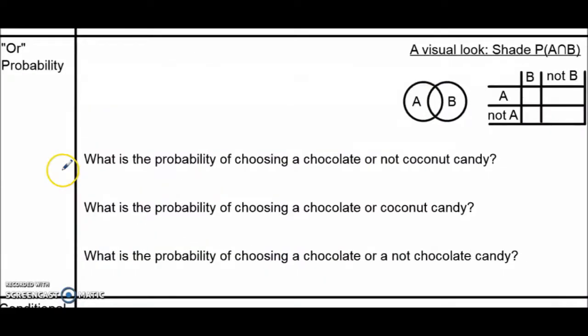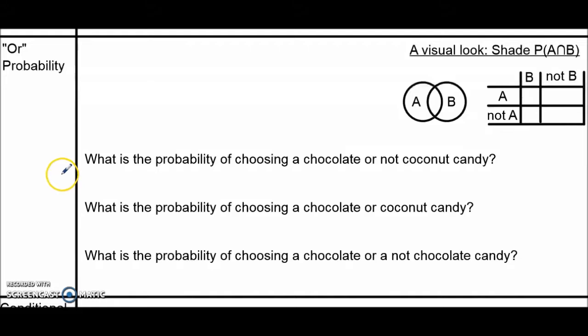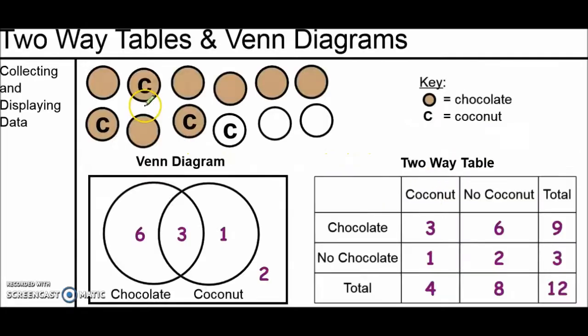Remember, because there's no overlap. But what if we have a problem that uses or instead of and? Just like last time, we'll start with an example. What is the probability of choosing a chocolate or not coconut candy? Or probabilities are different than and probabilities. If I told you that I wanted a candy that was both chocolate and not coconut, then I could only choose ones that satisfy both conditions. But if you asked for a candy that was chocolate or not coconut, I could get you a chocolate one, I could get you a not coconut candy, or I can get you one that satisfies both conditions.